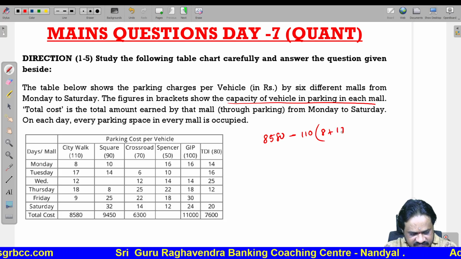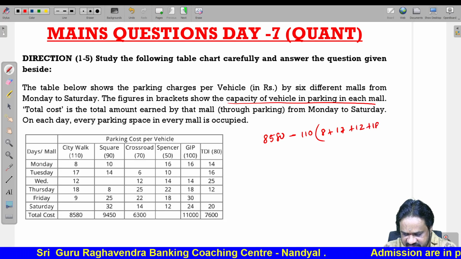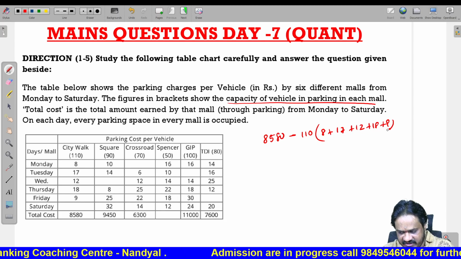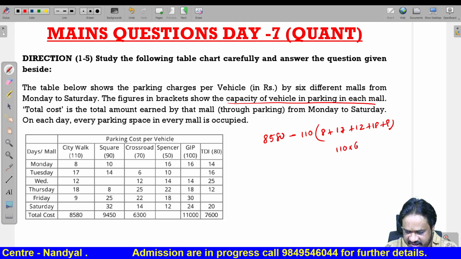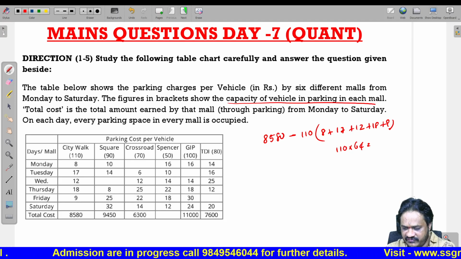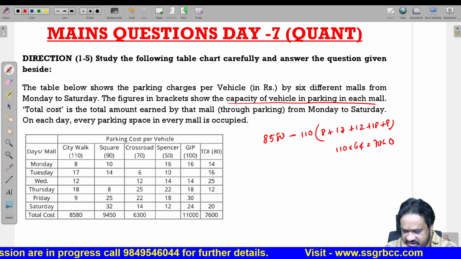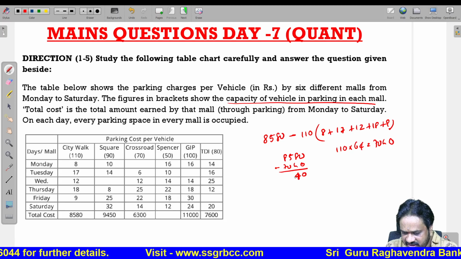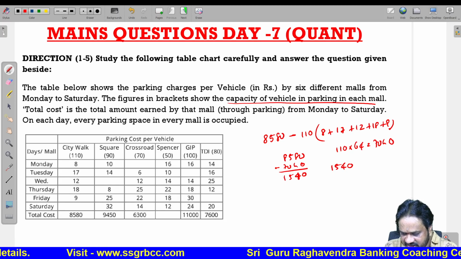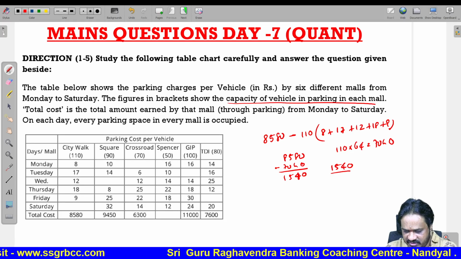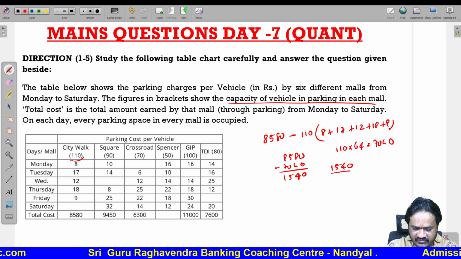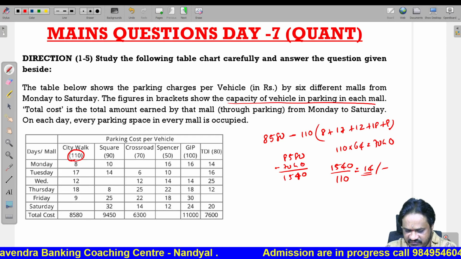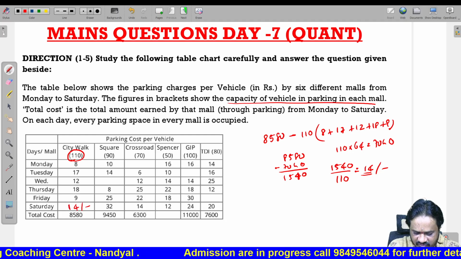8 plus 17 plus 12 plus 18 plus 9. So, that will give 8 plus 17, 25, 37, 55, 64. That is 110 into 64. 11 4s 44. It is 7,040. See, from 8,580, if you subtract 7,040, you will get 1540. That 1540 amount we are getting by parking 110 vehicles on Saturday. So, each vehicle parking cost is 14 rupees on Saturday. We got this value, 14 rupees.